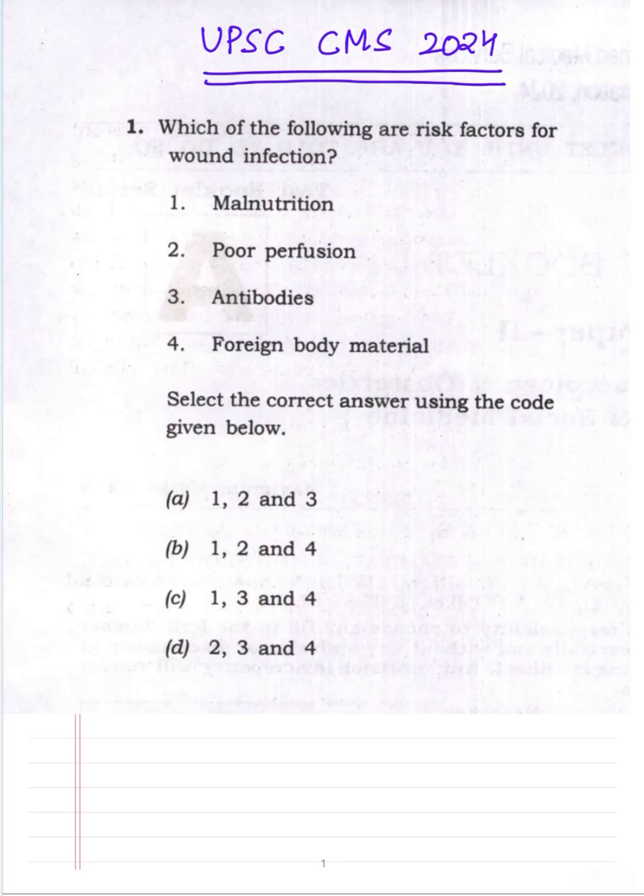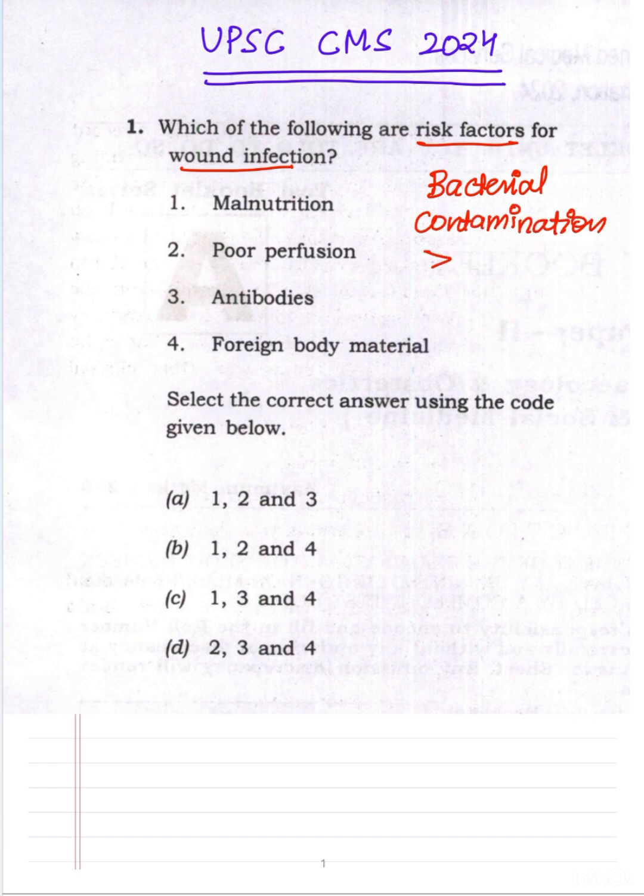So the question is, which one of the following are the risk factors for wound infection? So risk factor for the wound infections will be the one when the bacterial contamination will be more than the host defense mechanism. So if we see the first option, it is malnutrition.